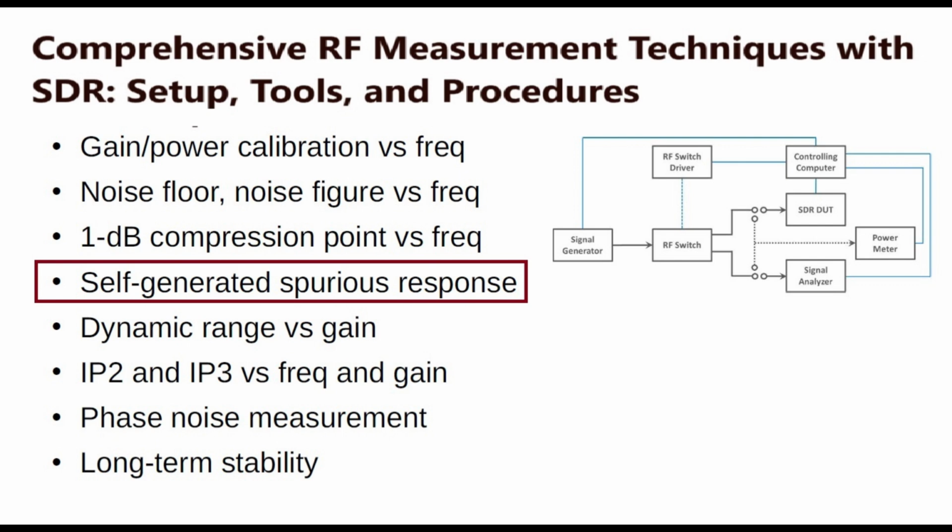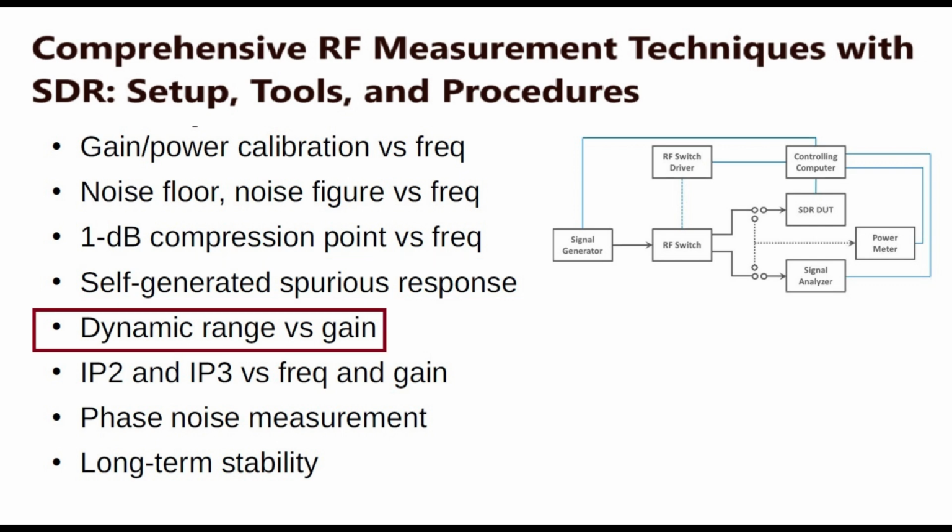Fourth one, self-generated spurious response. Goal, detect any unwanted signals generated by the DUT that are not part of the input signal. Procedure, with a fixed input signal, monitor the output spectrum on the signal analyzer. Identify and measure any spurious signals that do not correspond to the input frequency or harmonics, noting their levels and frequencies.